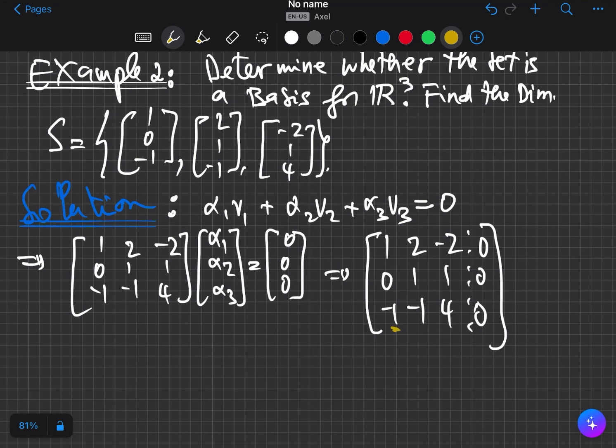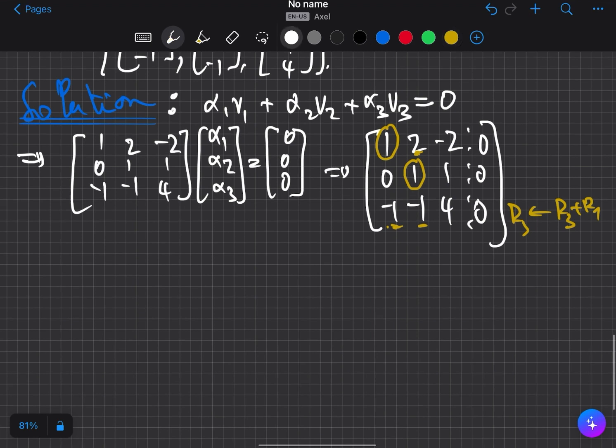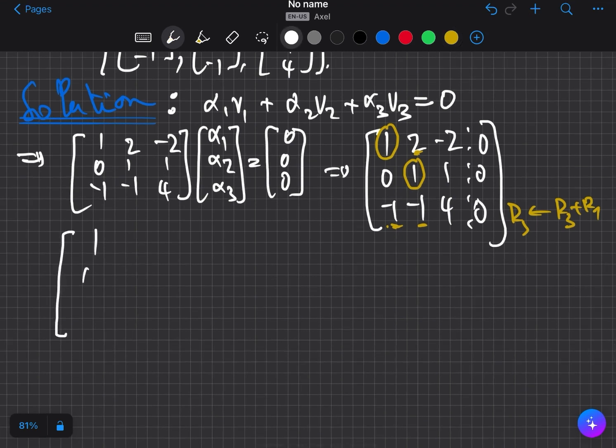So we need to have a 0 here. Here we already have a leading entry 1. So we need to have 0 below and 0 above. The first thing to do over here is to replace row 3 by row 3 plus row 1, since we have minus 1 and 1 here, so it can make us 0 easily. This will lead to the rows (1, 0, 0), (2, 1, 1), (-2, 1, 2), with the right-hand side all 0.